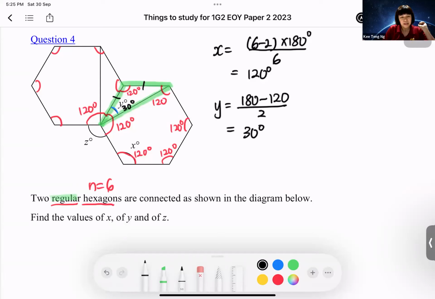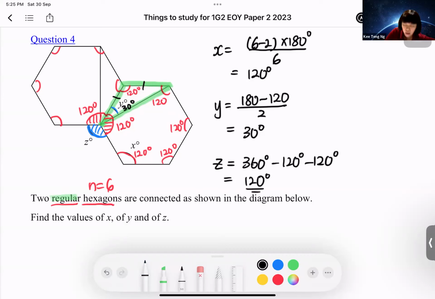Okay. Then next one, I want to find the value for z. Z is down here, this portion. I noticed that I got 120 over here. I got another 120. I'm left with the blue color. The whole thing, all these three angles add up to 360 degrees. So for z, I take 360 minus 120 minus 120, angles at a point. And that will give me the answer 120 as well.